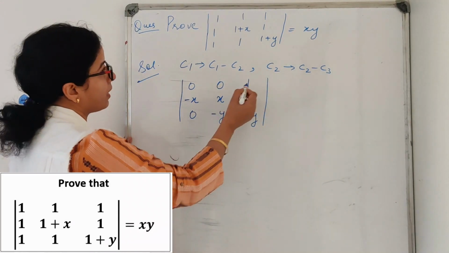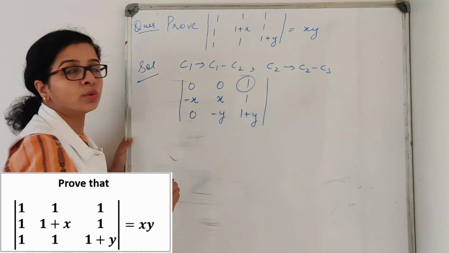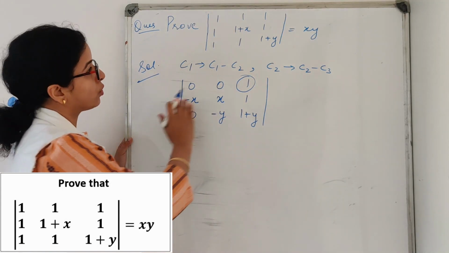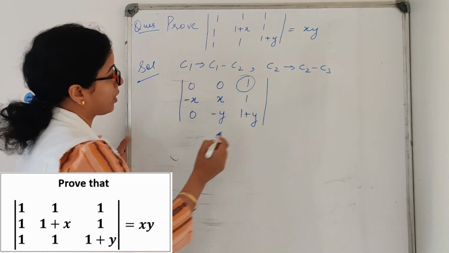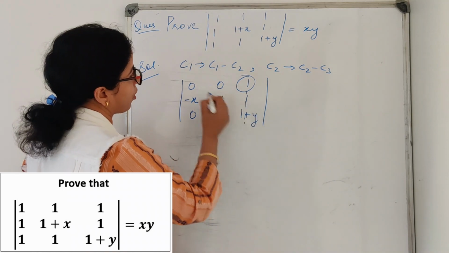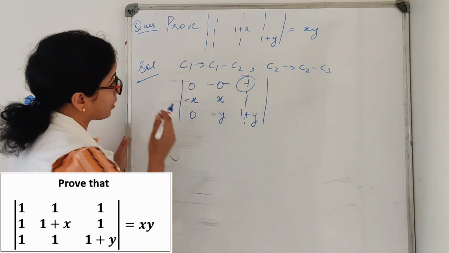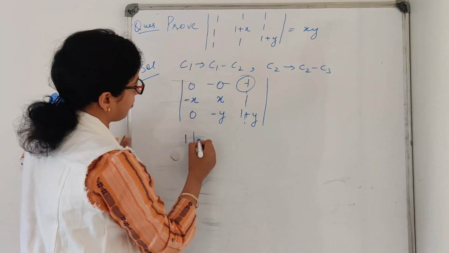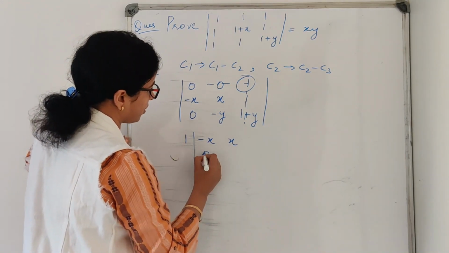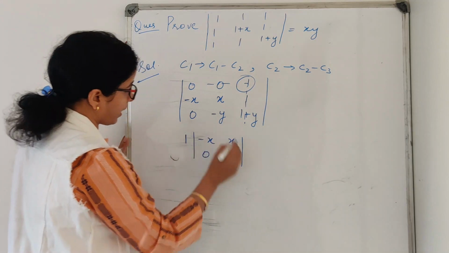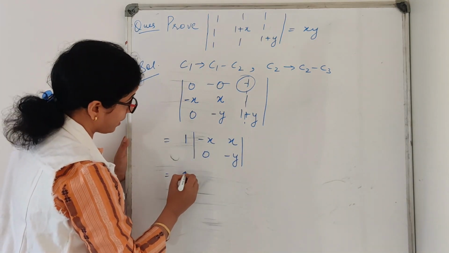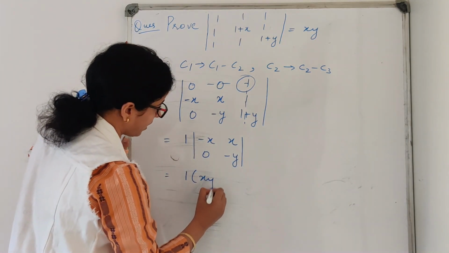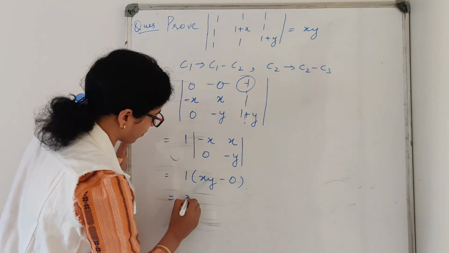Right? Now I will expand using 1 of row 1 matrix. So the corresponding row and column will be left out. So now what are you left with? 1 minus x, x, 0 minus y. Find the determinant of this matrix. So what you are left with is 1 times xy minus 0, which is equal to xy.